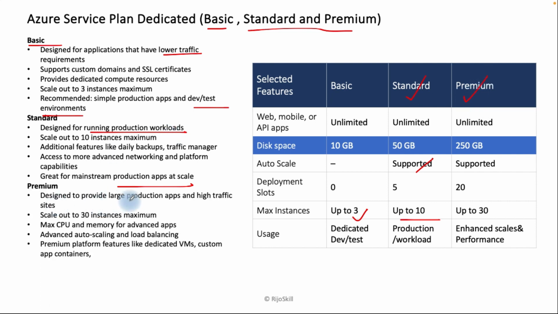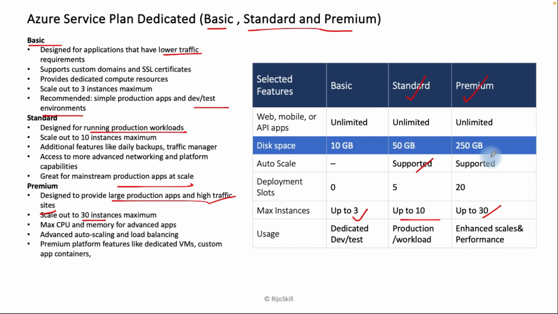The premium plan is for large production apps and high traffic sites, and you can have a maximum of up to 13 VM instances, maximum instance count 13 VMs, and maximum CPU and memory for advanced apps. Auto scaling is also supported, and load balancing, and premium platform like dedicated VM, custom app and container.